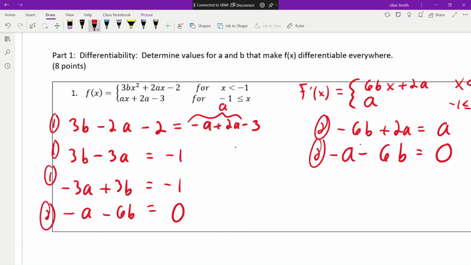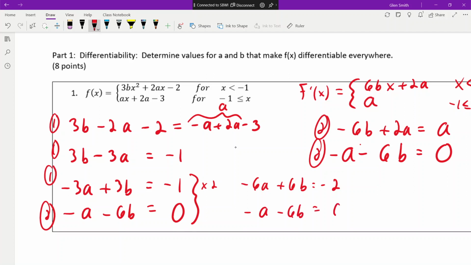Okay? I'm going to multiply, so you've seen this before. I'm going to multiply the top by a 2, because that's going to make this -6a plus 6b equals -2. The bottom function, I'm not going to do anything, because I'm hoping to cancel out those b's, which is exactly what's going to happen here. When you add those up, you get... I messed up somewhere. This is not the right answer. What did I do wrong?